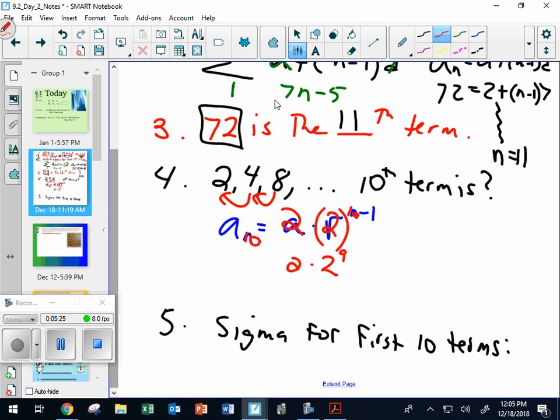2 to the ninth times 2. 1024? Yep. All right. Does that include the times by 2 part? Okay. Can anybody verify 1024 as your answer? Okay, awesome. All right. The 10th term would be 1024.